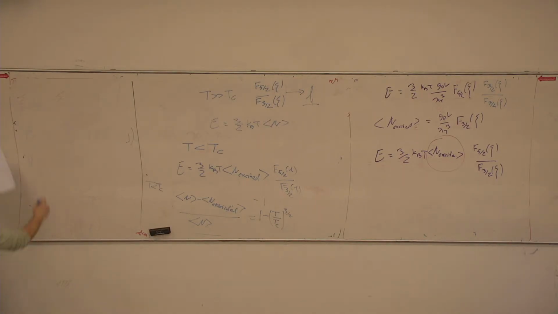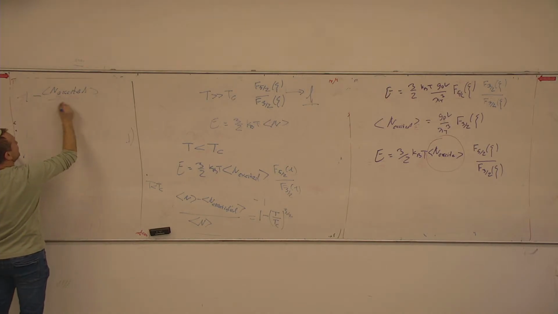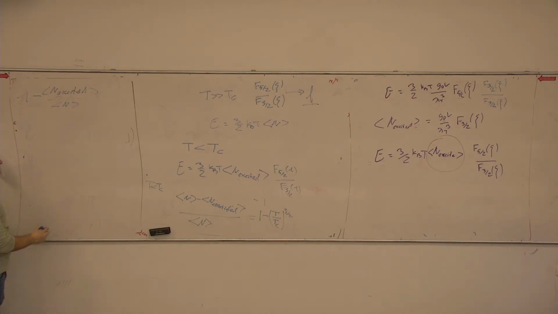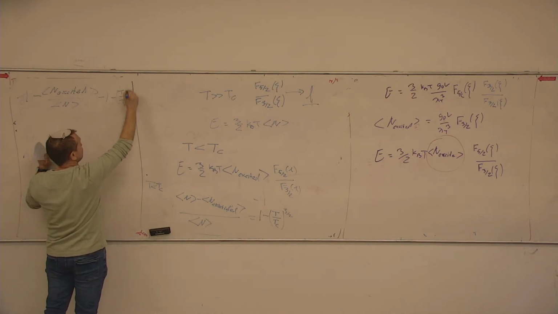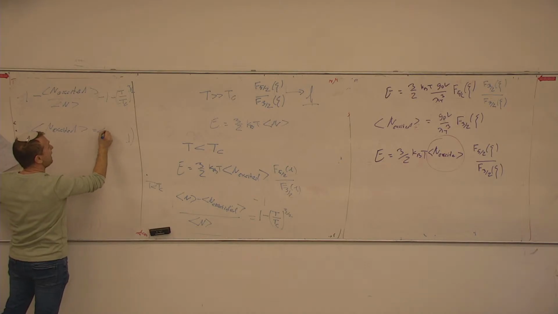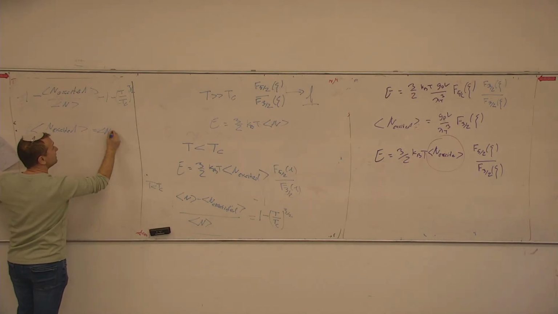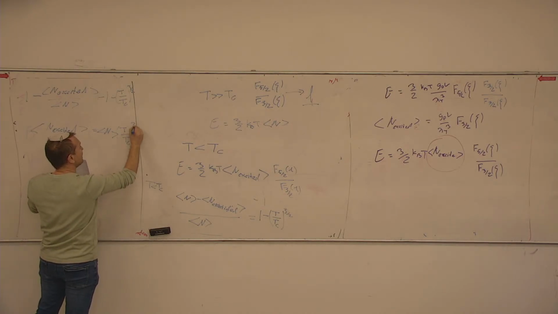Okay, so we have 1 minus n excited divided by the average number of particles equals 1 minus T divided by Tc to the power of 3/2. So n excited average equals n multiplied by T divided by Tc to the power 3/2.